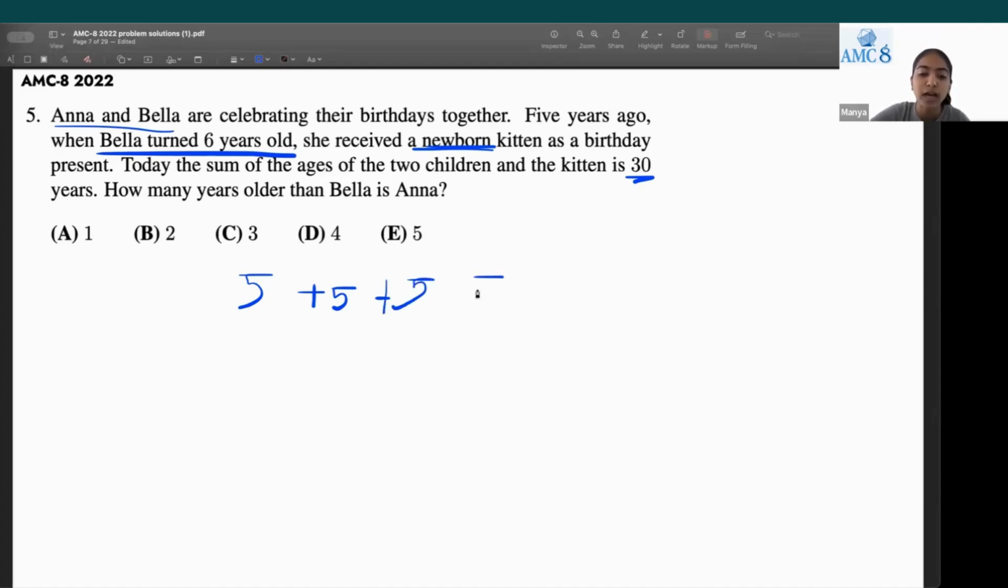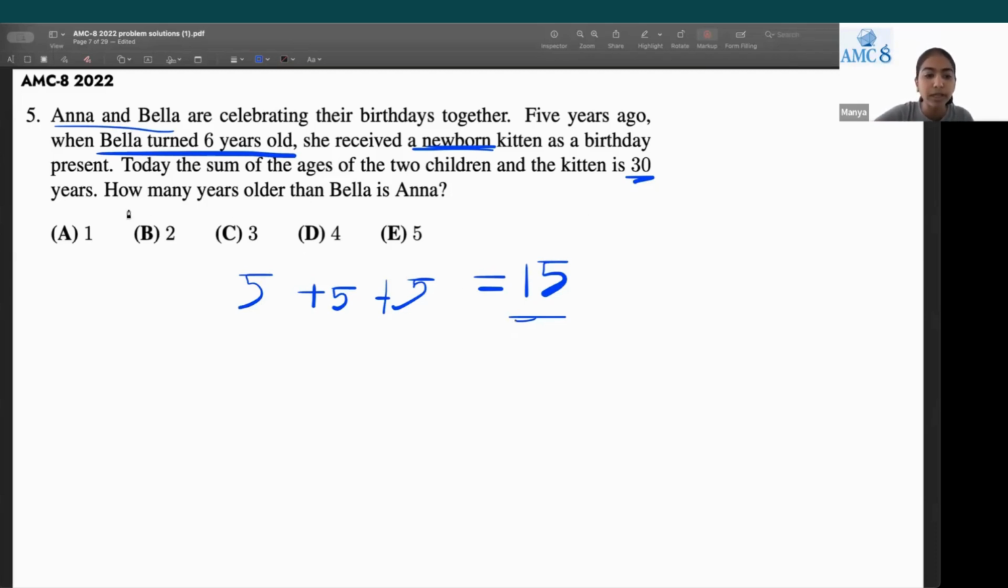And so 5 plus 5 plus 5 is equal to 5 times 3, which is equal to 15. So we would have to add 15 to the total age of the three from 5 years ago.